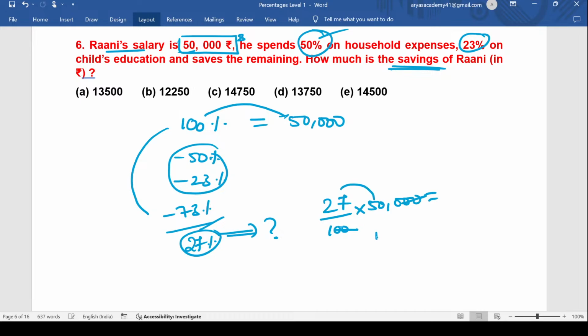So 5 into 27 is 135. There are two zeros left. So double zero. So 135 double zero means nothing but 13,500 rupees, which is at option A. So 13,500 is the correct answer for this question, and it is our option A.